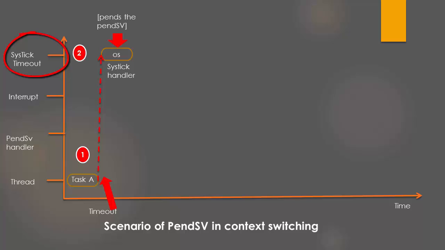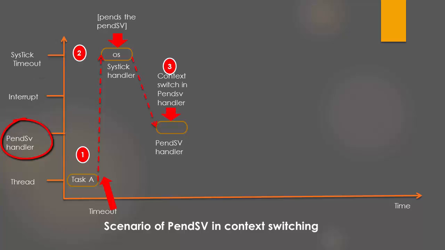So what OS does now is that it just pends the PendSV exception. It will not do context switching to another task here, but it just pends the PendSV exception. And if there are no interrupts in the system which need to be serviced, then the PendSV handler will run. And inside the PendSV exception handler, the context switching will be carried out. So task B will be scheduled to run.